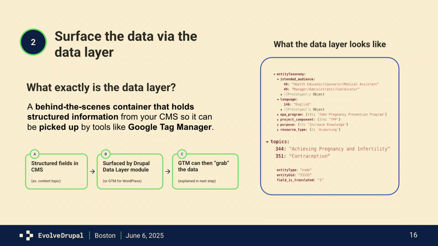So, right, structured fields in the CMS, for example, content topic, surfaced by, in this case, this is a little bit of the how-to, the Drupal data layer module. I did also look into the equivalent for WordPress. I know those are not the only two CMSs, but there is a plugin for WordPress called Google Tag Manager for WordPress, and that can do something similar. And then, right, Google Tag Manager can then grab the data.